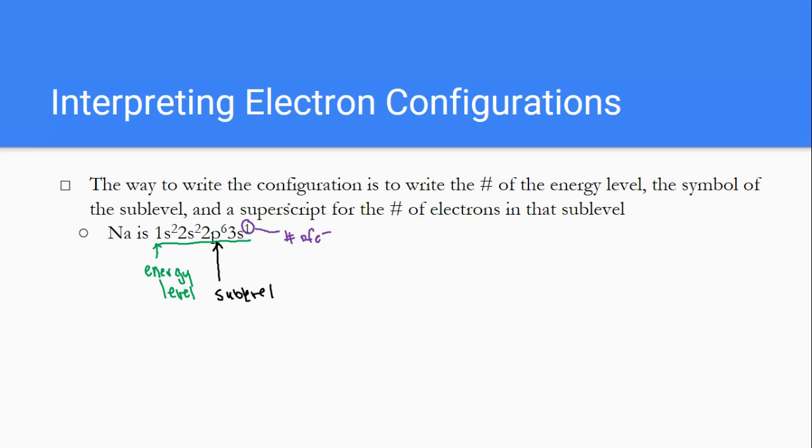Okay, some things that you could interpret from this. If I ask you how many energy levels sodium has electrons in, you should be able to look at this and just find the biggest of the big numbers, 3. Well, it's got electrons in 3 energy levels.